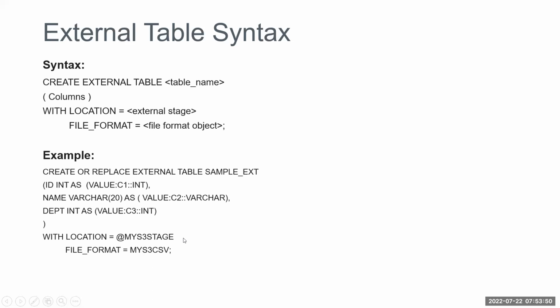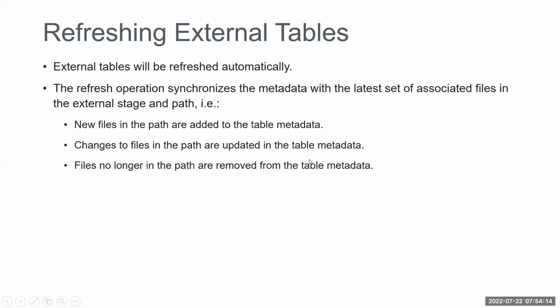Suppose there are 10 fields and you don't want to bring all 10. You can simply put only the 3 fields required. You can even change the order. Suppose you want to bring columns 1, 5, 7: you can put c1, c5, c7. Like that you can create external tables with only the required fields from that stage. So this is the syntax. We'll see in practical.